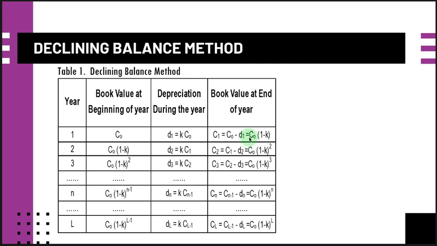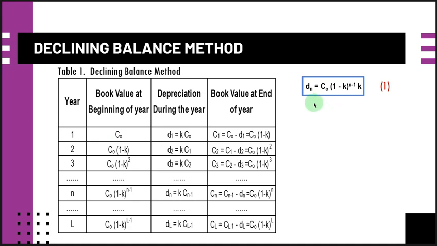Alternatively, you can also use C1 equal to CO times the quantity 1 minus K, and also for C2 equal to CO times 1 minus K squared, and do the same for the other years until the useful life of the machine, okay? So you can use this formula in constructing and developing your declining balance method for depreciation. But we have now these basic formulas, these five formulas also to calculate those values here in the table.